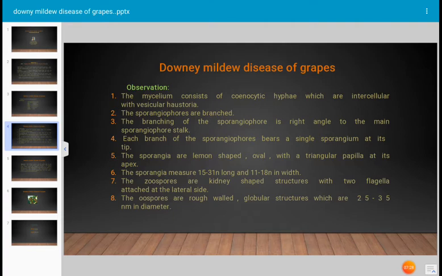If the material is too old, on the surface of the infected leaf or infected plant part, you can get oospores. Oospore is the product of sexual reproduction. After sexual reproduction, the fungus produces oospores. The oospores are thick-walled, mostly globular structures. They are rough and highly resistant structures, and these structures can be mounted or seen on the infected leaf which is too old.